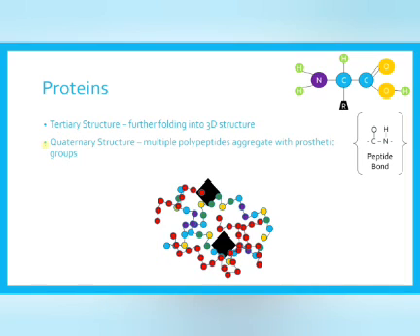Our quaternary structure is our final level of folding of our protein. This is where multiple polypeptides join together, and they can also join with prosthetic groups, which are non-protein groups. If we're talking about hemoglobin, for example, this consists of polypeptide chains as well as iron. So iron is our prosthetic group in this case.